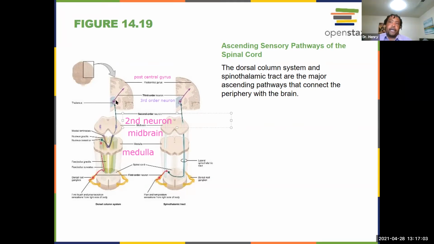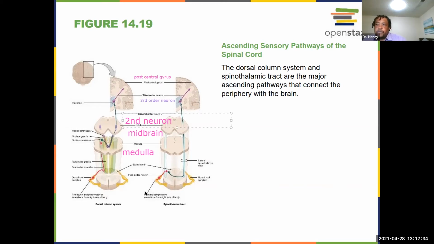These neurons are pretty long, because you're going up your dorsal column system and entering through that dorsal root ganglion. That takes us to the first order neuron. That neuron then connects to that middle neuron, the second order neuron, and then that one connects to that third order neuron.